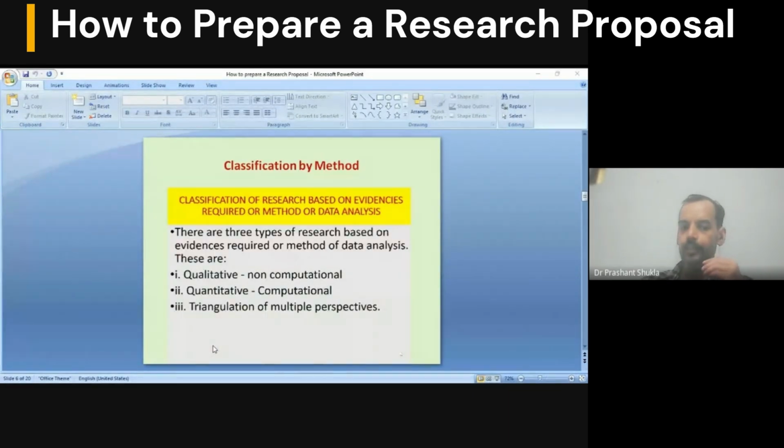Then the third one is triangulation research, where if the need be so, you can make a mixed research. Most of the time it works when you have chosen a topic of socio-political nature or a topic of applied nature. Then we make a mixed research. But I would again like to emphasize a philosophy scholar should never go for a purely quantitative research. That is a strict no-no.